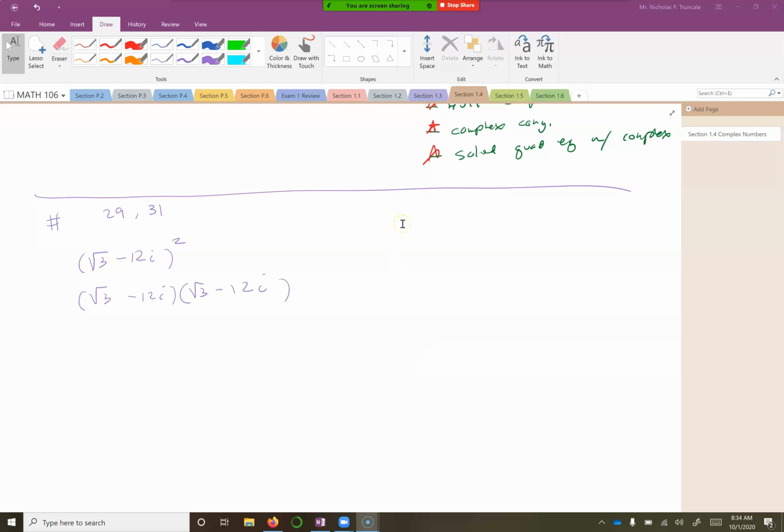Okay, so we're going over section 1.4 homework. So we're going to FOIL this. We're going to do square root of 3 times the square root of 3 and get 3. And then we'll do the outer. Here's what it's going to look like: minus 12i square root of 3. And then the inner is minus 12i square root of 3.